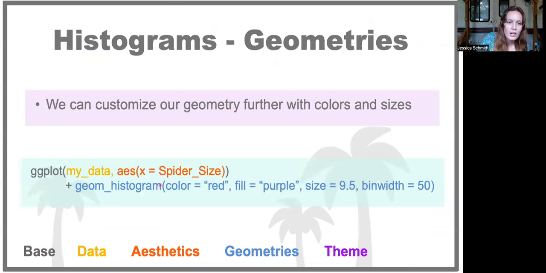We can change the color of the histogram to red. We can change the fill to purple. We can change the size to 9.5, all sorts of things. So I would like you to please give this a try, put this exact code in. Just copy paste it down and then use this code and see what some of these parameters look like when we're messing around with them.